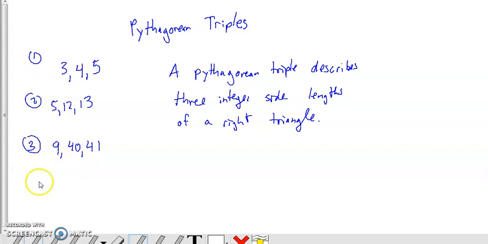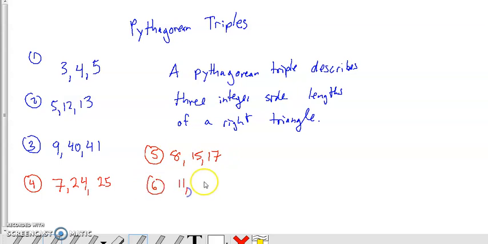So these are the first 3 that came up, and ones that we can also use. Important would be 7, 24, 25, so you can check that out on your own. You can also say that it's 8, 15, and 17, so again, all integers. And then just one more, let's do 11, 60, and 61, right?